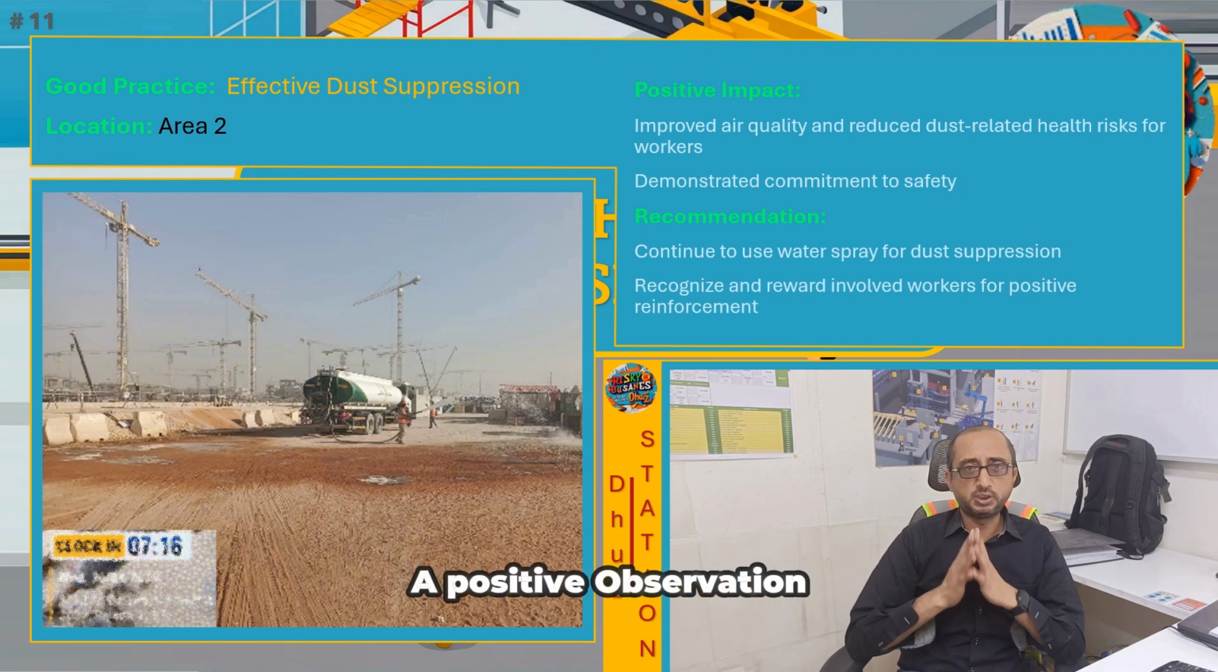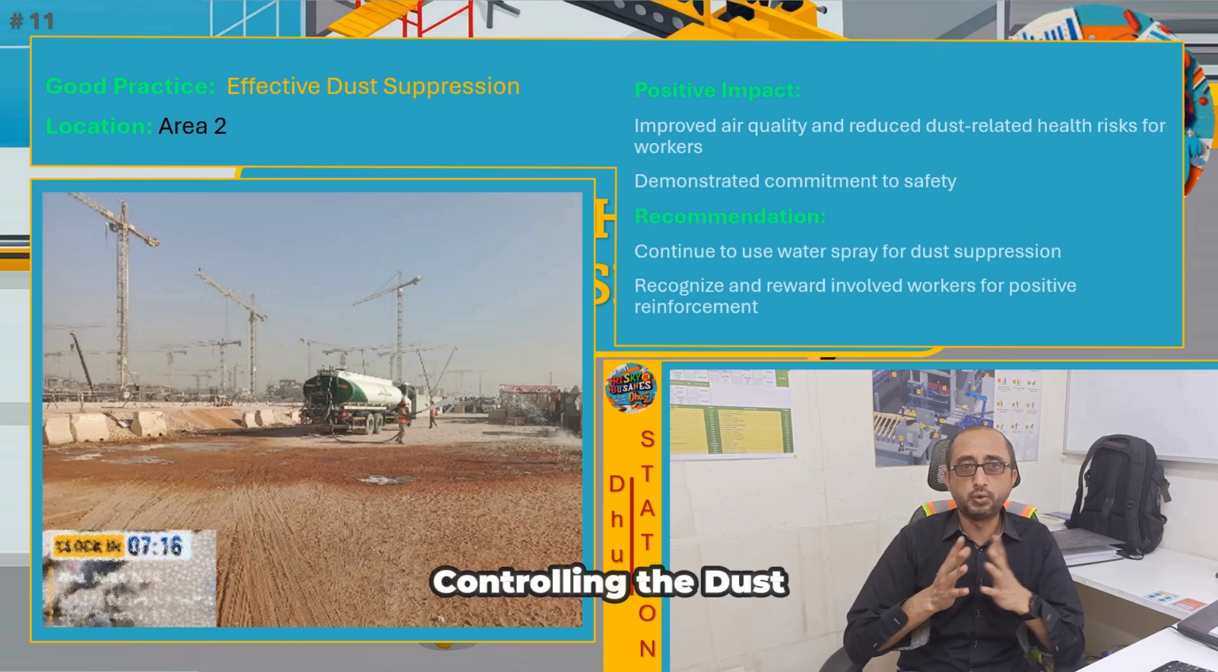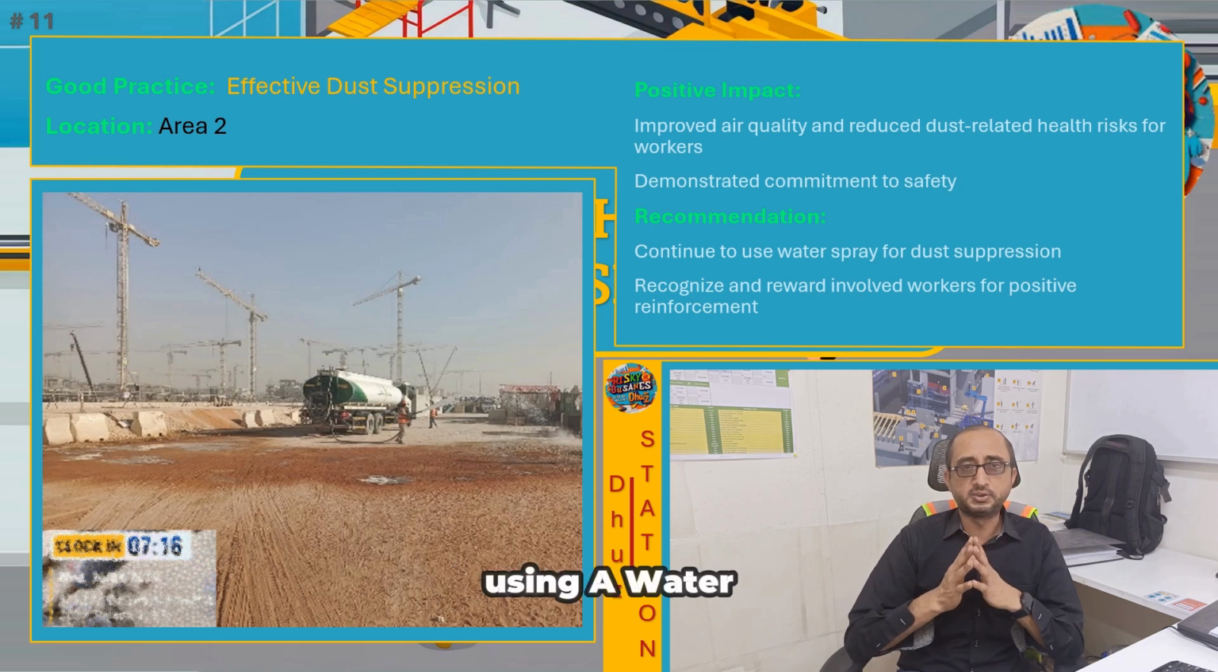This observation is a positive observation, a good practice labeled as effective dust suppression. The safety team observed that our site teams are effectively and continually controlling the dust hazard using a water spray. Here the location is Area 2.